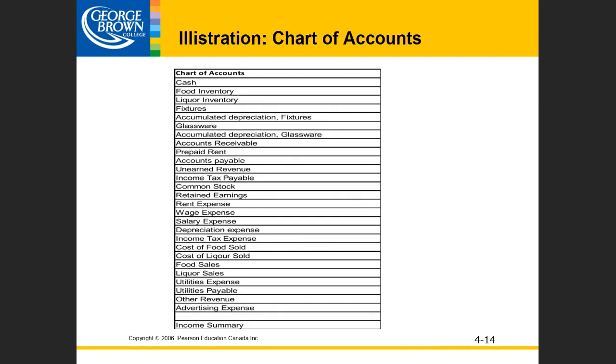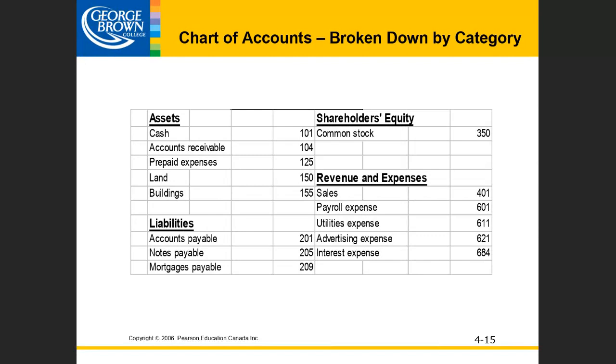And here's just an example of what one would look like, right? You've got all of the accounts that you can possibly post to, right? And then sometimes your chart of accounts can be broken down by category and account code, okay? For our purposes, we're not going to use account codes.